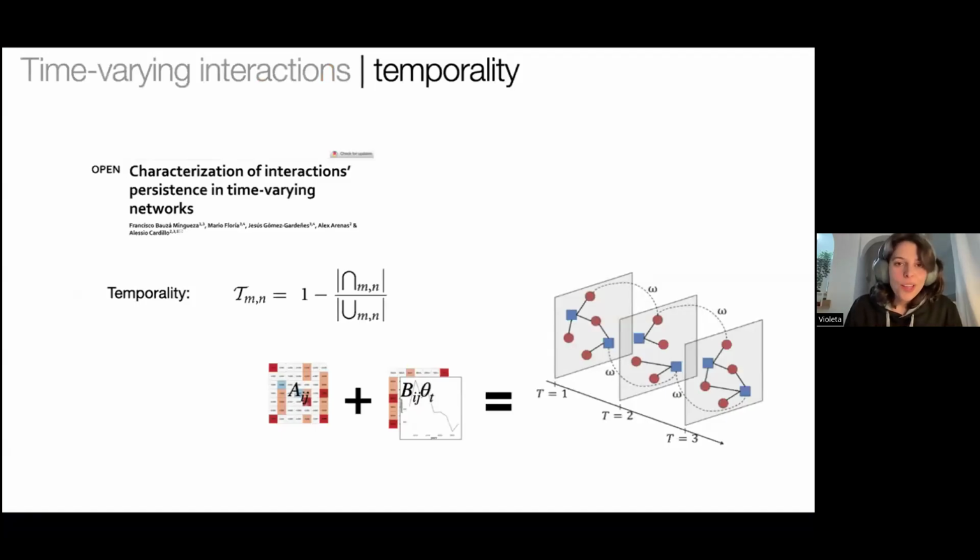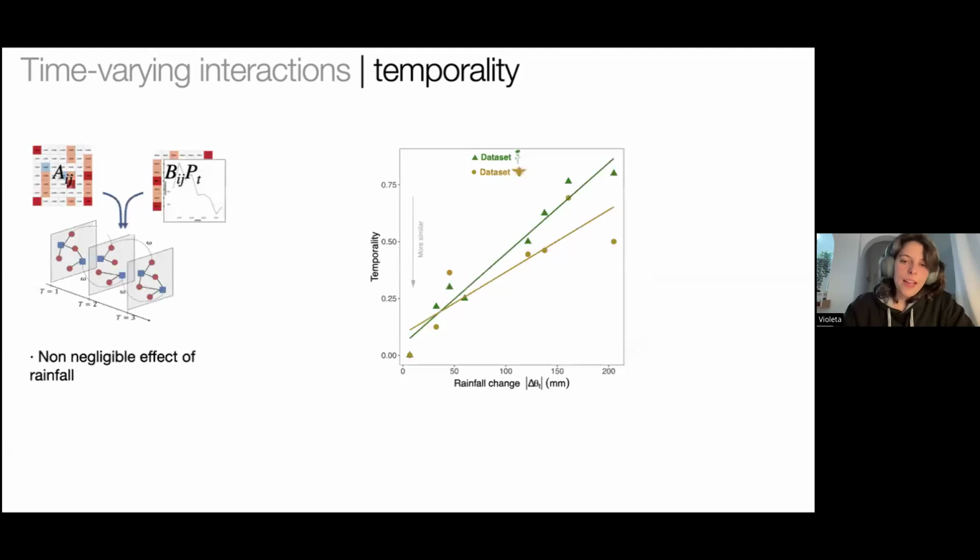First of all, we measured one metric called temporality that was actually created for social time-varying interactions, but we can also measure it. And why? Well, temporality answers the question: do our networks change from time to time? Because maybe the elements of this B matrix are all almost zero. So at the end of the day, the effect of rainfall would be negligible. So let's measure it. And we find that it's not.